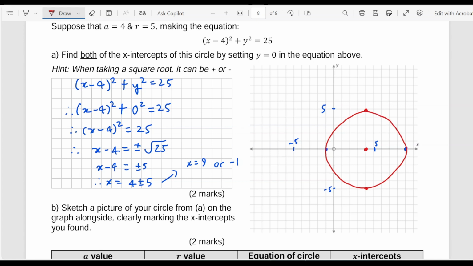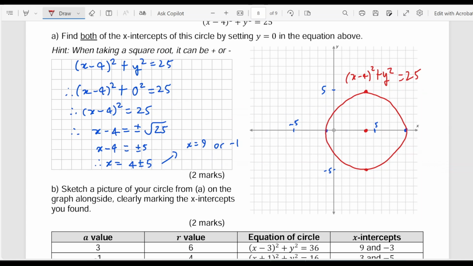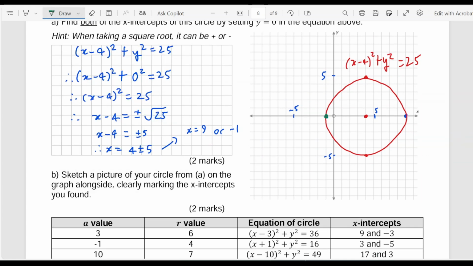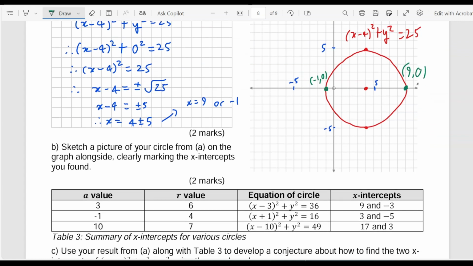You also should label the circle with the equation. So it's x take 4 squared plus y squared is 25. And marking the x-intercepts you found. So to do that, one of the x-intercepts here will be at -1, 0, and then the other one will be at 9, 0. So that's how you can mark those on there.